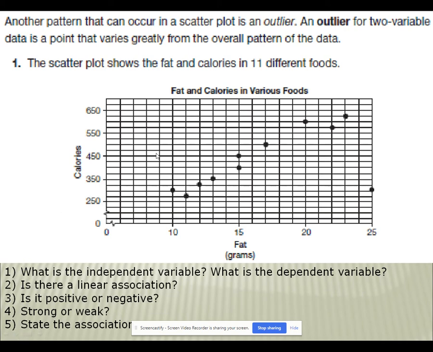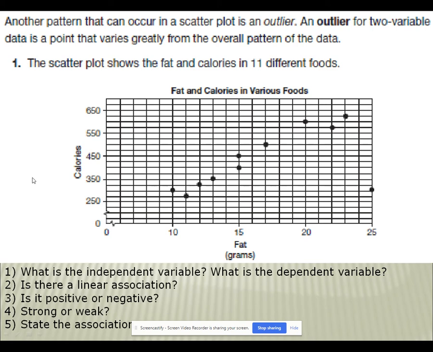Now, what happens if, when I looked at this, I named, number one, the independent and the dependent. Then I got to number two, is there a linear association? What if the dots were just randomly everywhere and there was no pattern? Then you would say, is there a linear association? No. And if number two is no, then you don't answer 3, 4, 5. Because if there's no association, then it can't be positive or negative, it can't be strong or weak, and there can't be anything to state. So if number two is no, then that's it. You just stop because you can't answer 3, 4, or 5.